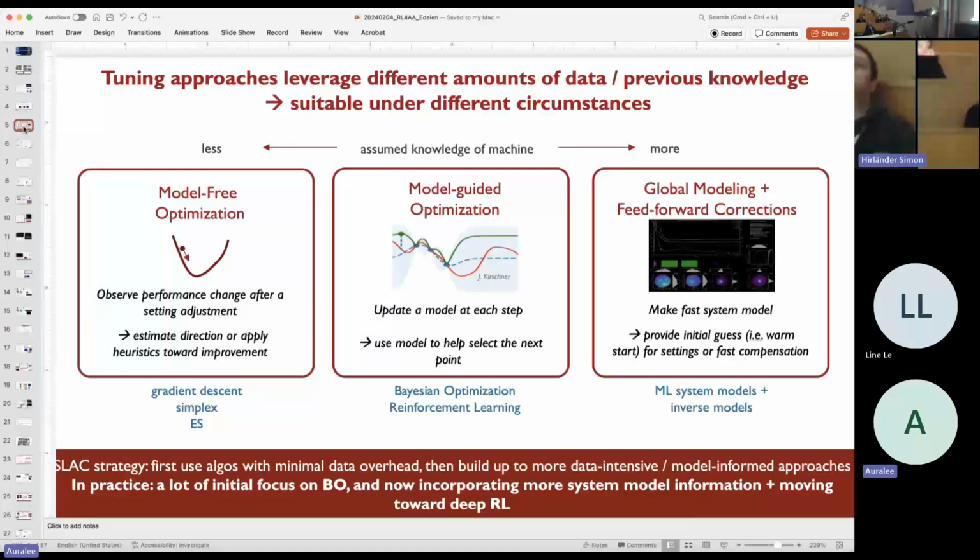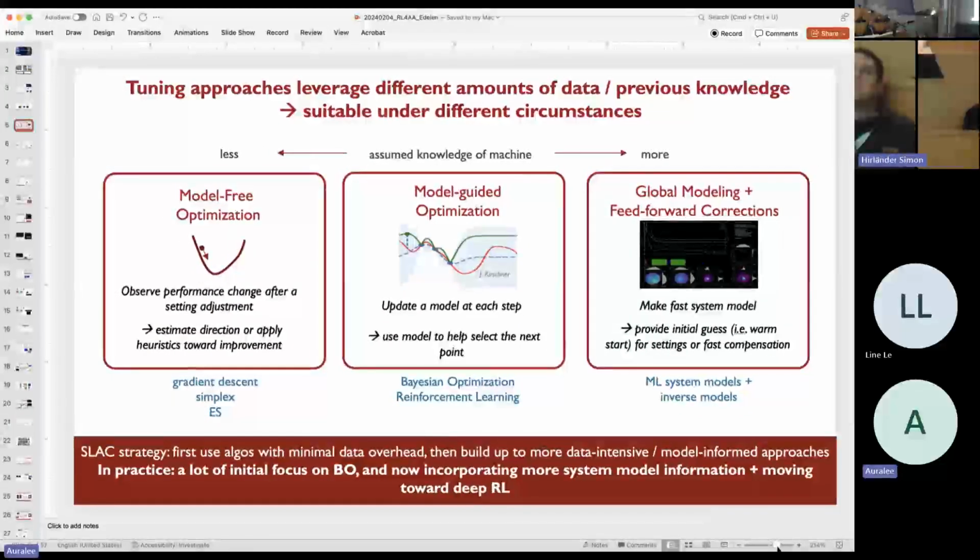So we ultimately, at SLAC, decided that we were going to take a variety of tuning approaches to tackle this problem. Ultimately, these leverage different amounts of data and different amounts of information about the machine. And so our approach essentially was to start first with algorithms that have minimal data overhead, and then slowly build up to the more data-intensive and model-informed approaches. So in practice, what this means is that we spent a lot of initial time focused on Bayesian optimization and improvements, and now we're moving more towards incorporating additional system model information and moving more towards deep reinforcement learning.